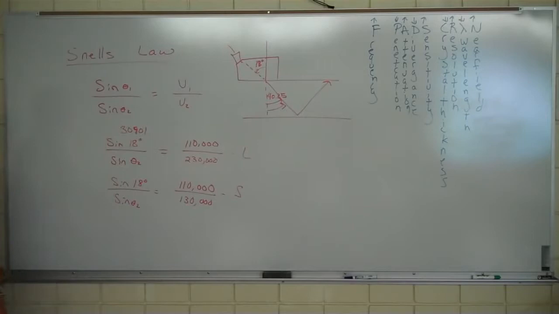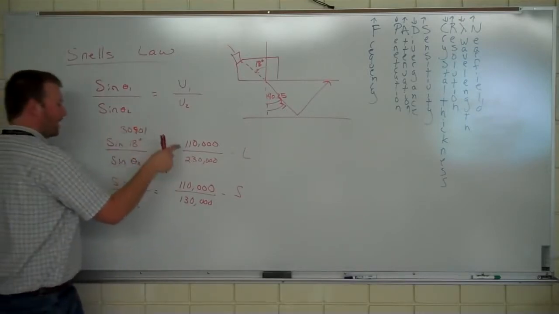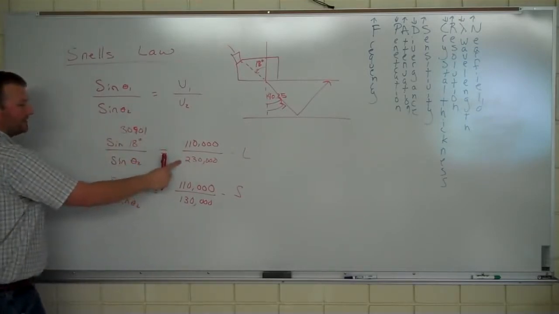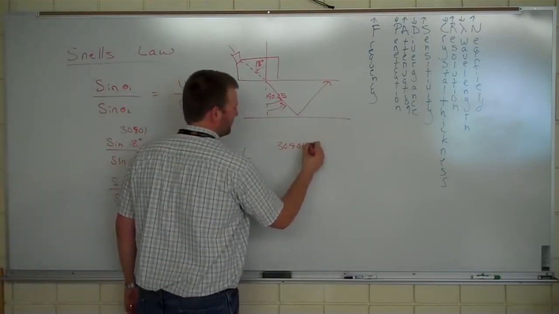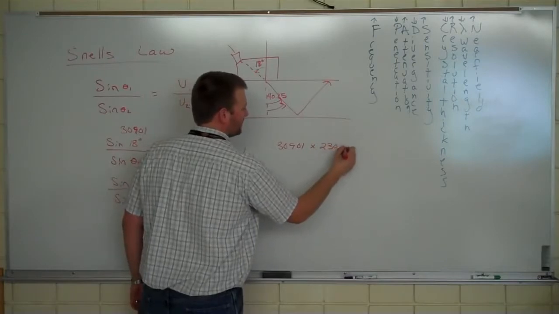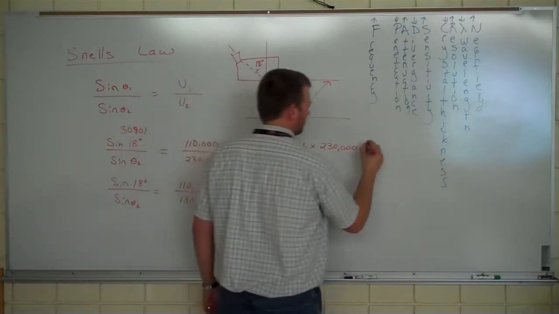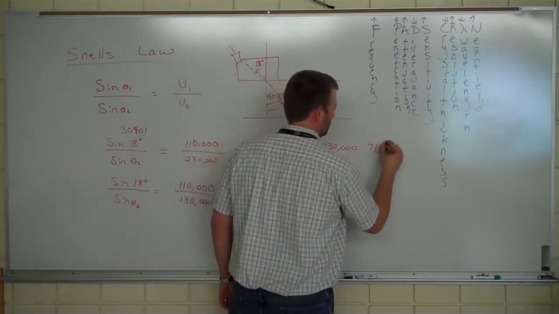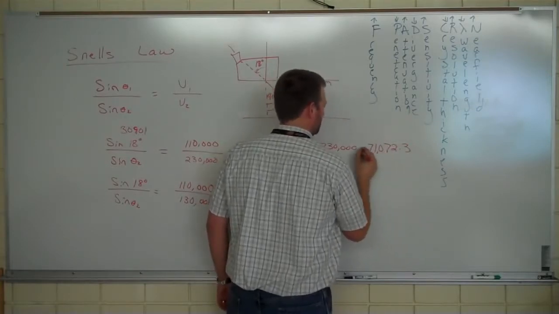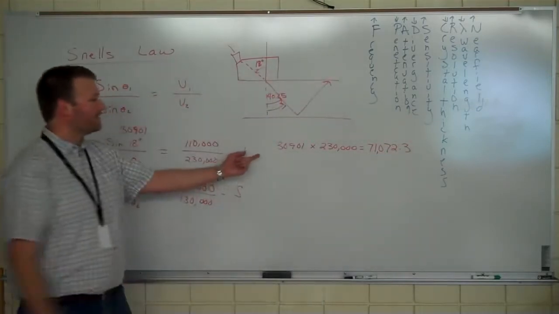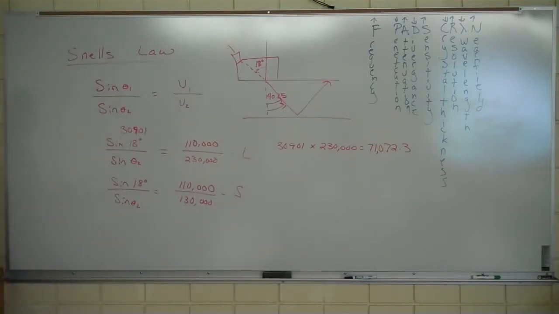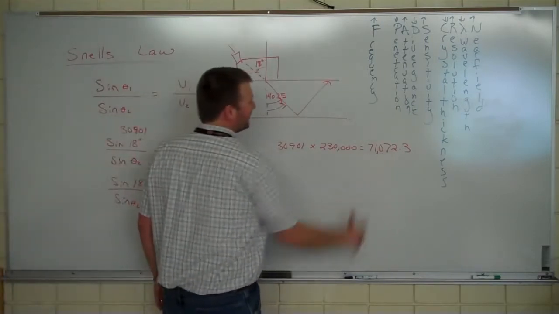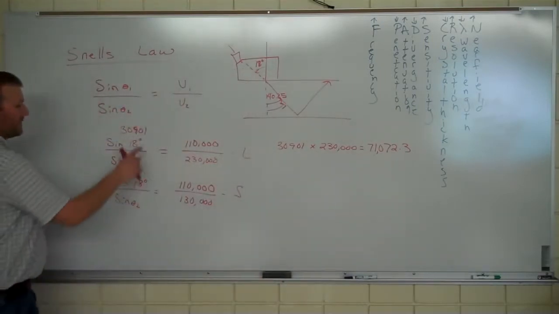Good with that, right? So 0.30901 times 230,000 is 71,072.3. That's what you get if you carry out these 5 decimals, right? If you carry all of them out, you might get a slightly different number, and that's okay, that's not a bad thing. So 71,072.3. That's this times this.